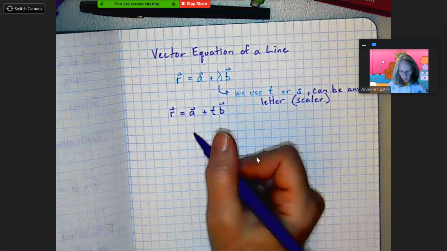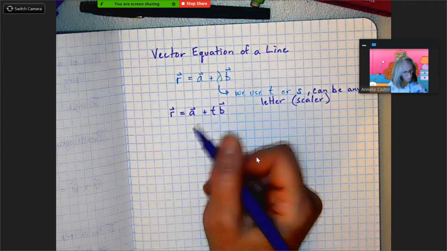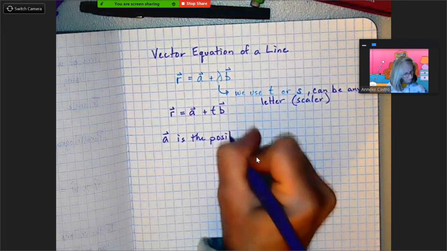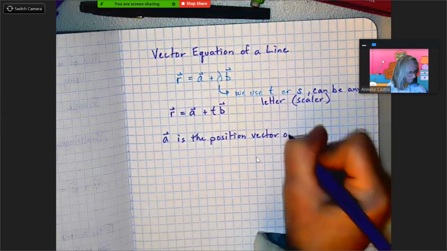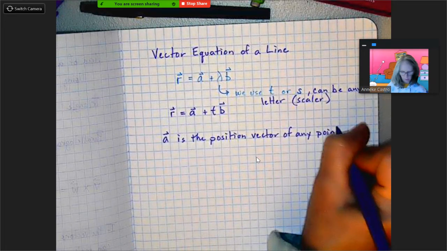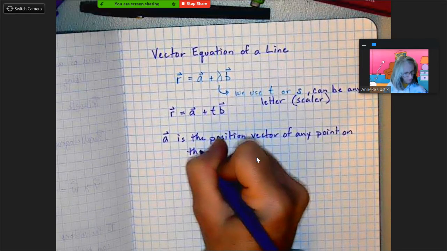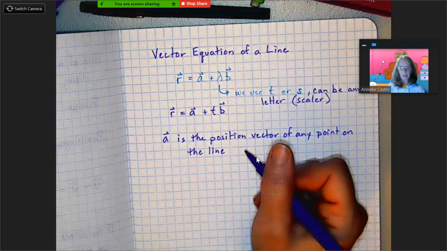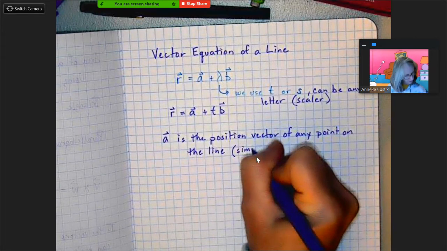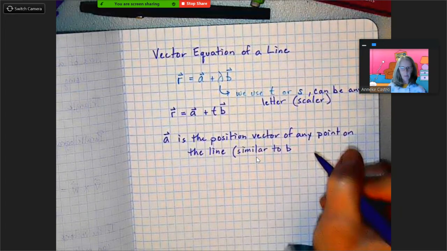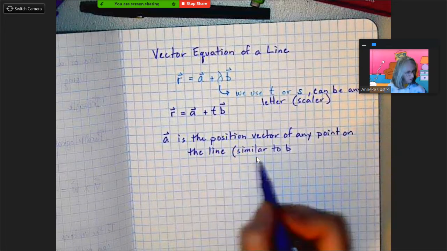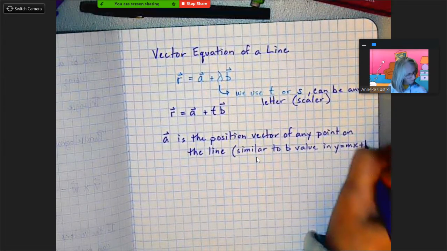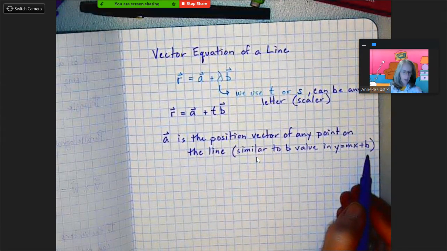What we learned in class is that a is the position vector of any point on the line. So we get to choose a point that's on the line and make that a. It's really similar to the b, or the y-intercept, in y equals mx plus b, except b has to be the y-intercept, but here a can be any point as long as it's on the line. You can think of it as the equivalent. It's like your starting point. This is where you're going to start.